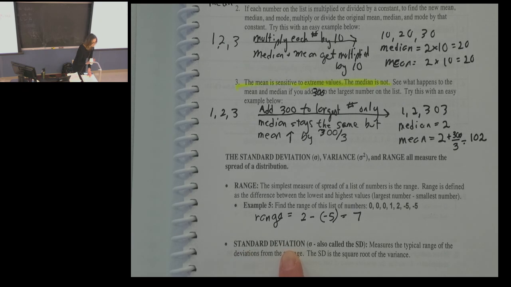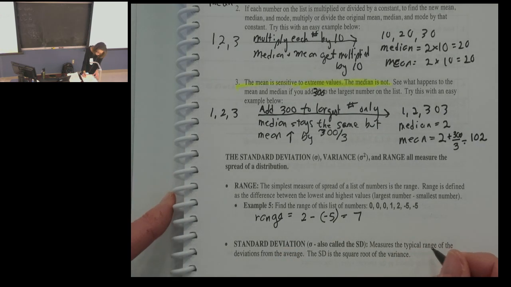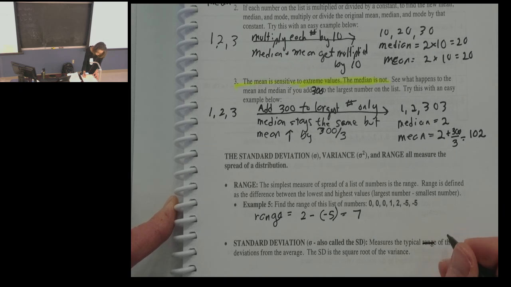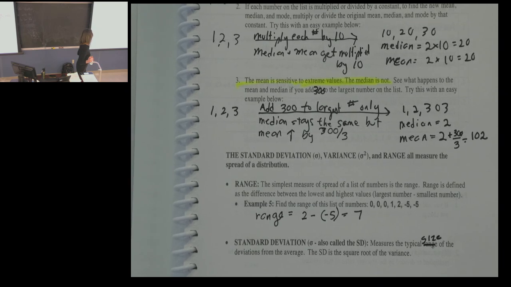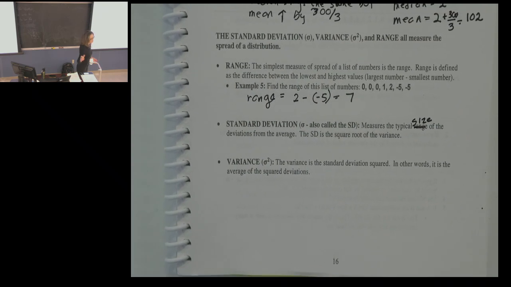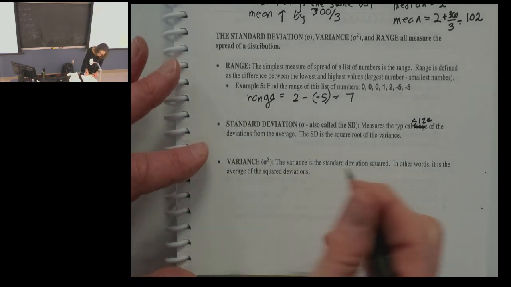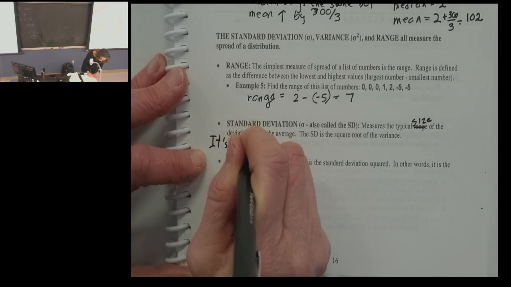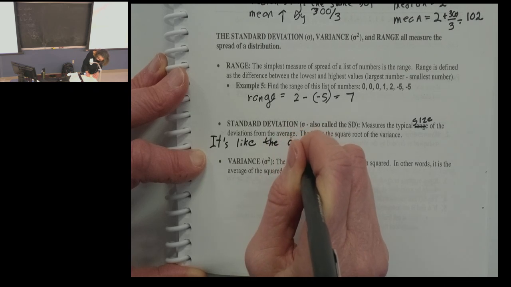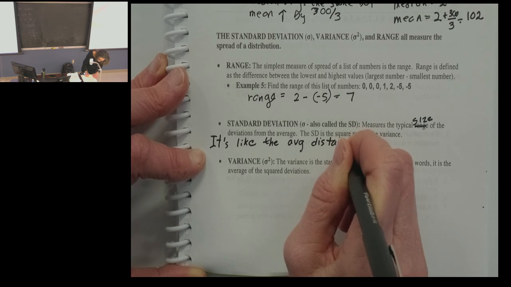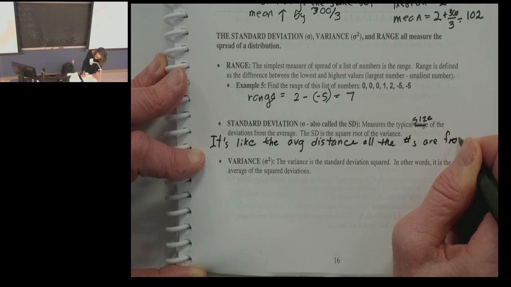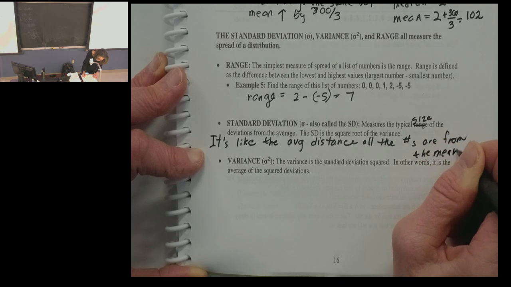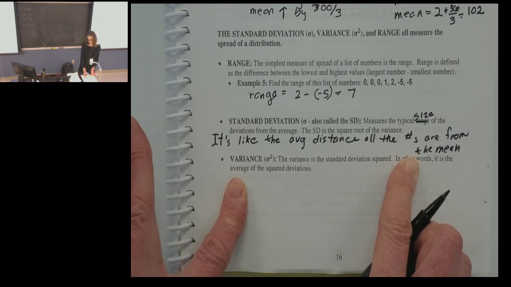It's what it sounds like. It's the typical deviation the numbers are from the average. So it measures the typical size of the deviations from the average. All right? So think of it as the average distance all the numbers are from the mean. It's not exactly that. We'll calculate it on the next page, and you'll see what it is and why.